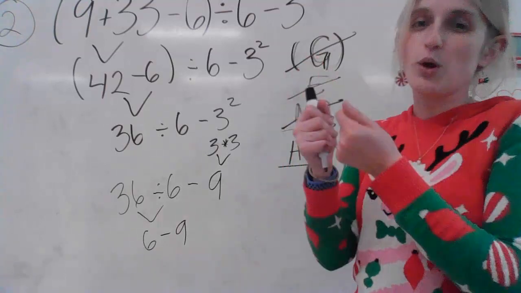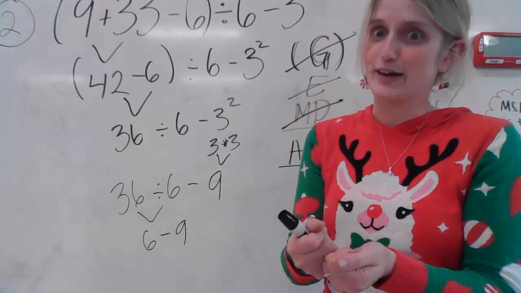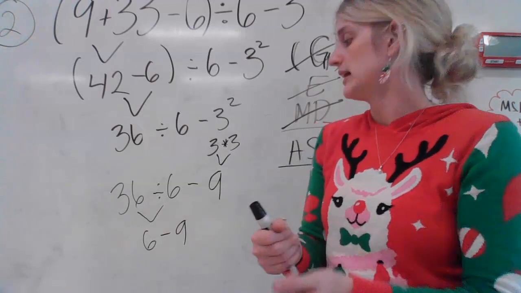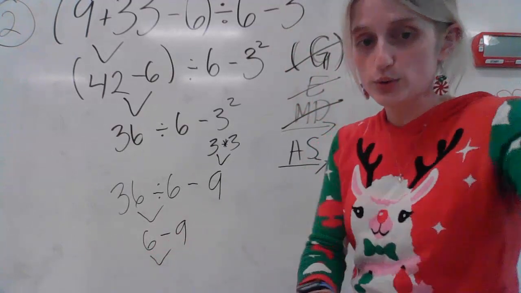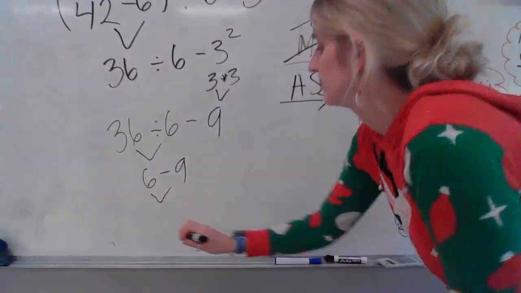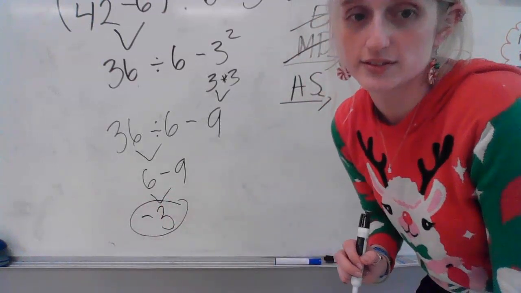I'm holding $6 in my hand, and I have to pay you $9. I don't have enough money. I'm going to pay you all my money, and then I'm going to owe you money. I'm going to owe you $3. That's our final answer.